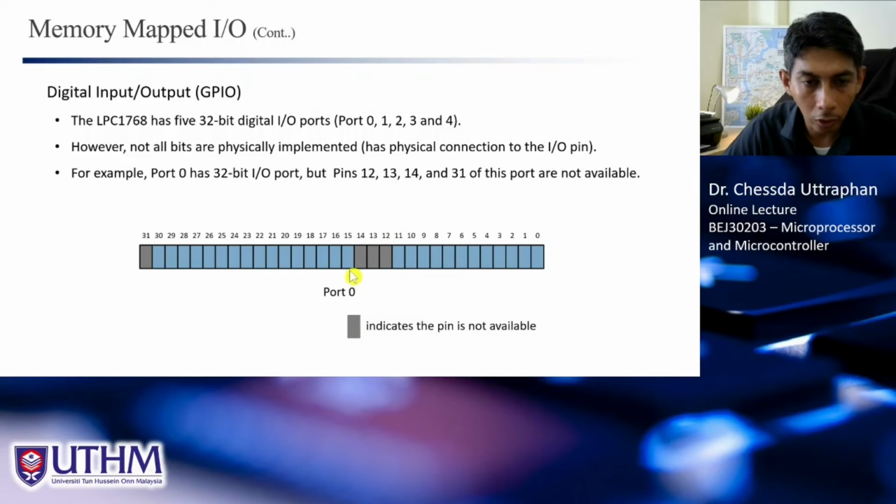And not all of the port has a physical connection to a pin. For example, for port 0, bits 12, 13, 14 are not connected to a pin. Means that we don't have any pin that is connected to these, in other words, these are not available or not used. All right, you can read from this, but the value is meaningless, or you can write to this but it cannot be sent to the outside.